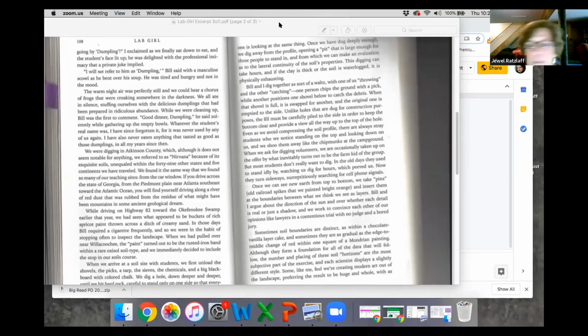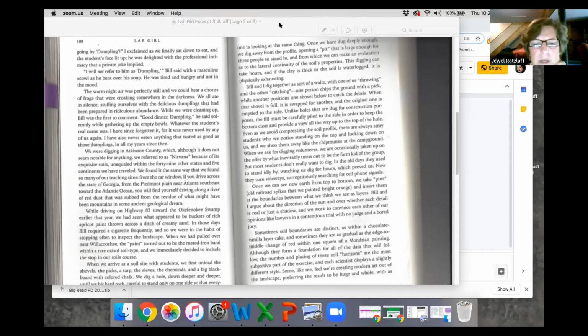Bill and I dig together as a sort of waltz, with each one of us throwing and the other catching. One person chips the ground with a pick, while another positions one shovel below to catch the debris. When that shovel is full, it is swapped for another, and the original one is emptied to the side. Unlike holes that are dug for construction purposes, the fill must be carefully piled to the side in order to keep the bottom clear and provide a view all the way up to the top of the hole.